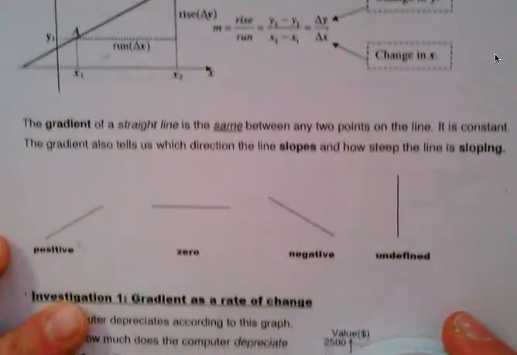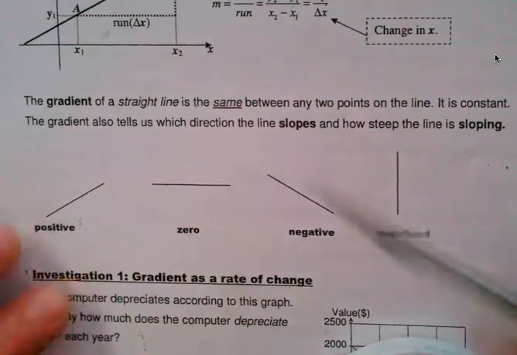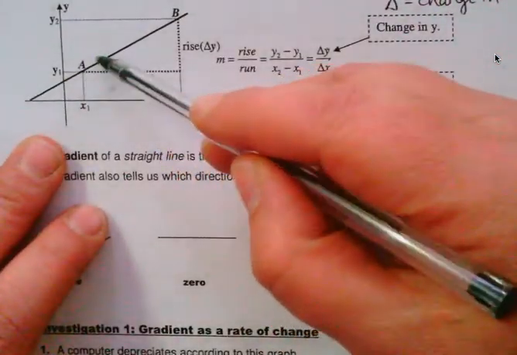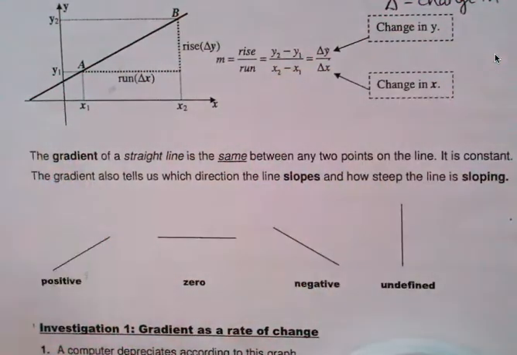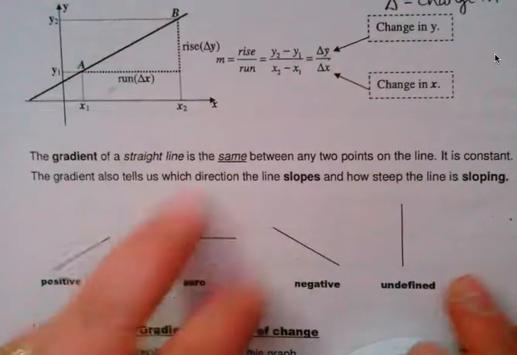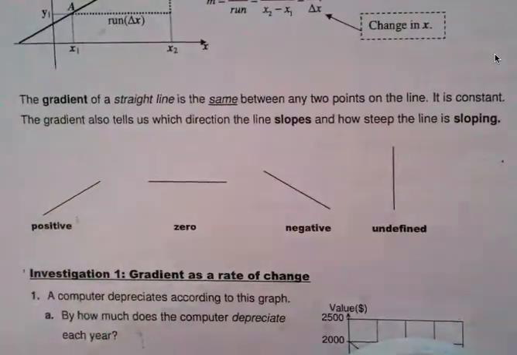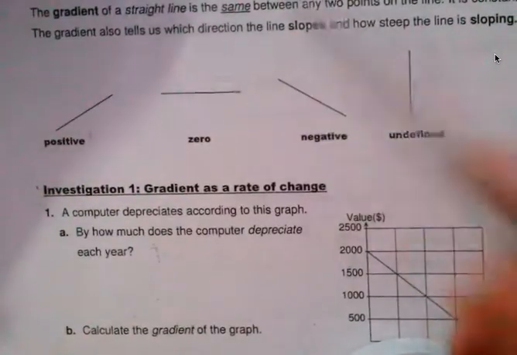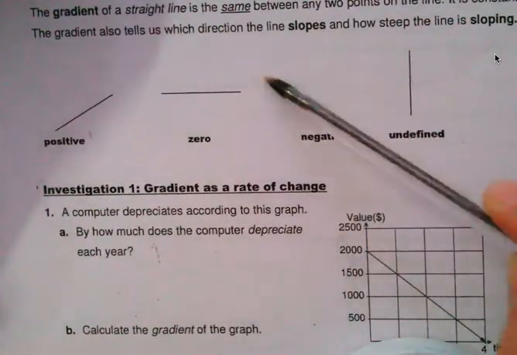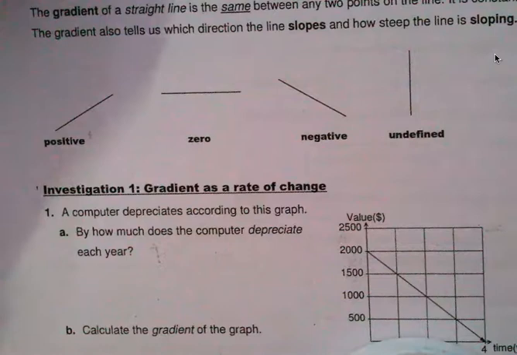The gradient of a straight line is the same anywhere along that line. If I did the gradient over here, or if I did the gradient there, the gradient would be the same on any part of the straight line. So the gradient of a straight line is the same between any 2 points on the line, it's constant. And we've seen this before, we've got positive gradient, zero gradient, negative gradient, and undefined.